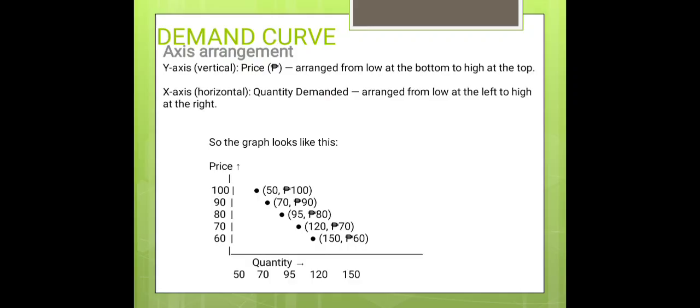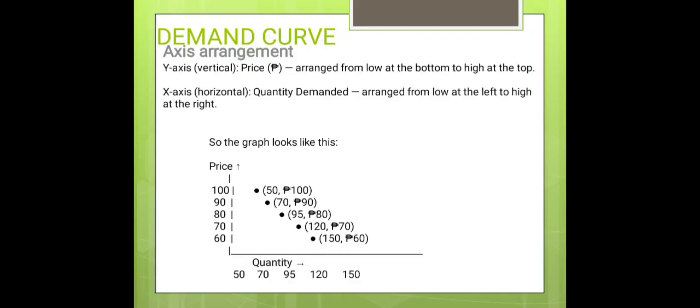For the quantity demand, okay, as is pa rin siya, ganun pa din, from the lowest quantity demanded, if you could see there, the x-axis, which is the horizontal, or the quantity demanded, arranged also from the low at the left to high at the right. So, pataas siya ng pataas, okay? So, ito lang naman yung bago or yung itutuwid natin from our previous discussion, which is lalabas ito sa first day ng exam ninyo.